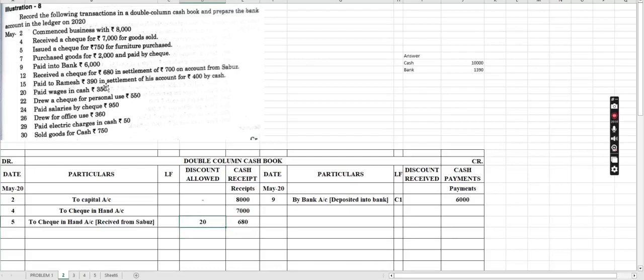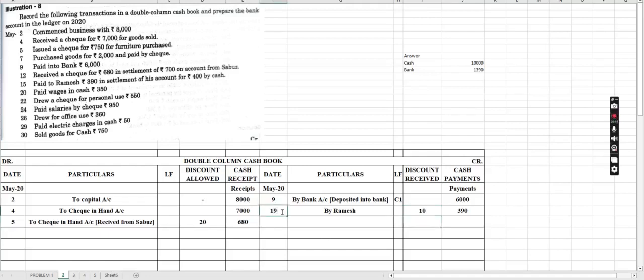15th, paid to Ramesh 390 in settlement of an office account for 400 by cash. We have paid the amount to Ramesh by cash. How much amount have we paid? 390 rupees. But we had to pay how much? 400 rupees we should have paid him. But we have paid only 390, which means 10 rupees discount he has given to us. That is discount received, 10 rupees. Next.